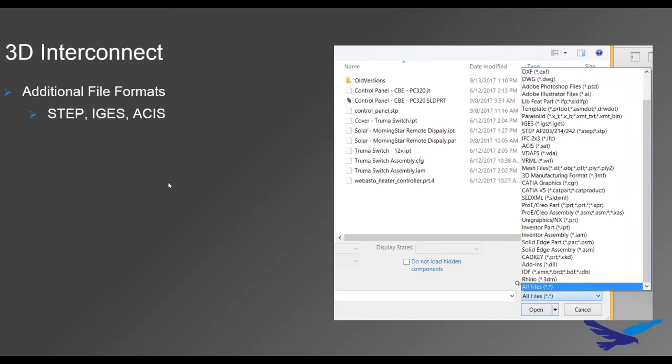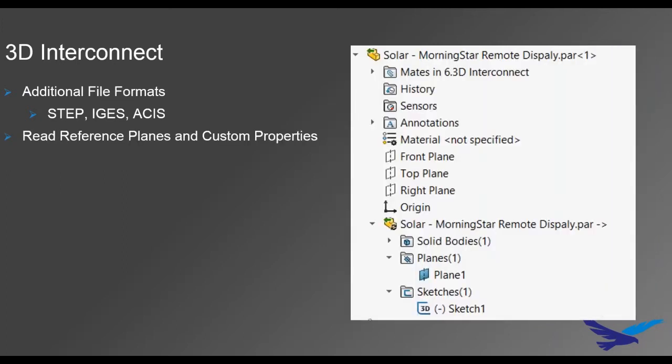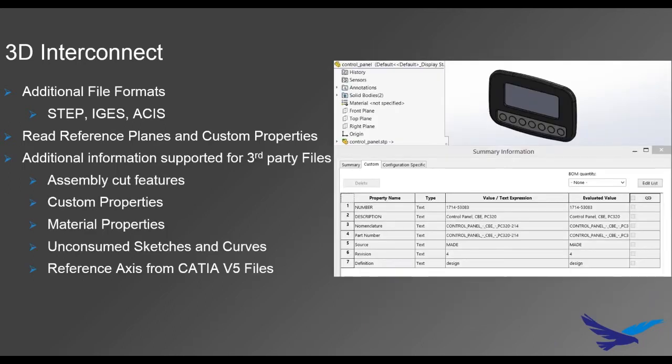3D Interconnect also works with your neutral file formats as well, so your STEP files, IGES files, ACIS files, and it can read reference planes and custom properties and material properties, unconsumed sketches and curves, and reference axes as well. So really handy for working with that third-party design data.